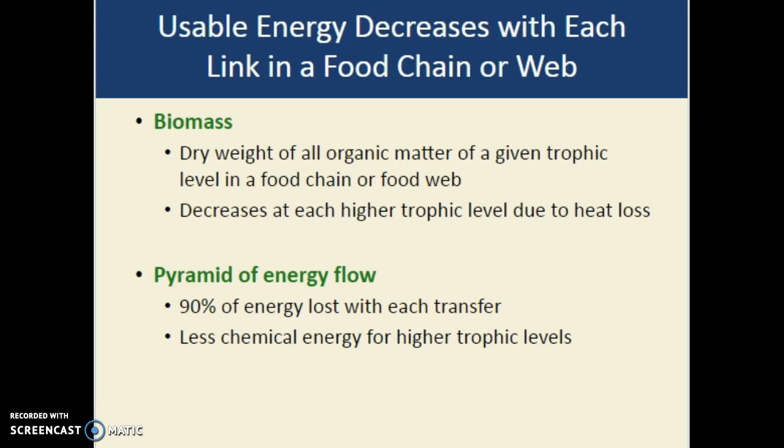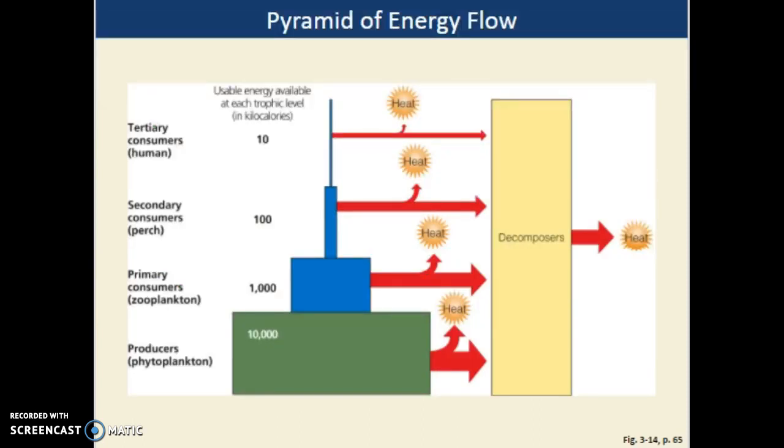You'll see these ecological pyramids, as we talk through this, you'll see them in your book, but everything decreases as you go up the food chain. The biomass decreases, the amount of energy decreases, and the number of organisms decrease. So notice here, one of the key points is that 90% of energy is lost with each transfer. So that means that the higher your trophic level, the less chemical energy is available for you. So that explains why sharks have to eat all the time. They're at the top of the food chain, they're getting a low percentage of the energy that the seaweed is producing.